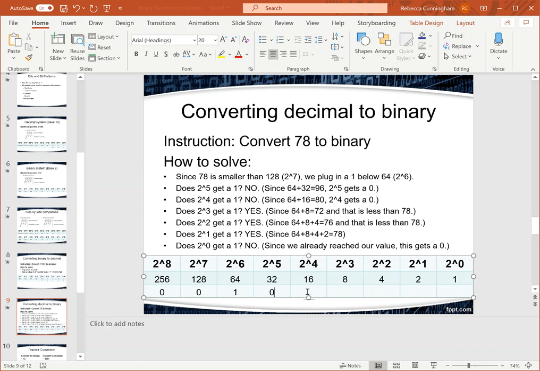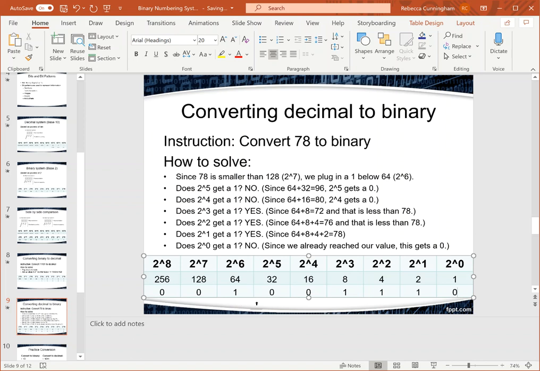And I just keep going through and asking those questions. Well, I already have 64. So 64 plus 16 is 80. That's bigger than 78. So that gets a 0 also. All right. Then my next one is, what's 64 plus 8? That is 72. So I need that one to get me up to 72. Okay. Do I need the 4? Well, let's see. How many do I have already? 64 plus 8 is 72, plus 4 more is 76. Yes, I need that one. And so I'm up to 76. Do I need this one? Yes, because that gets me to 78. And since I've now equaled 78, that means that that place gets a 0.